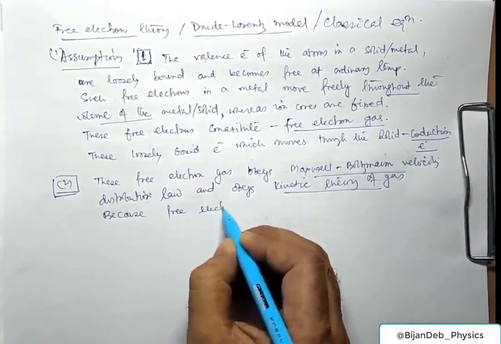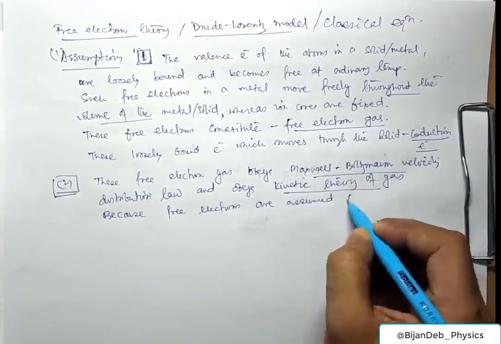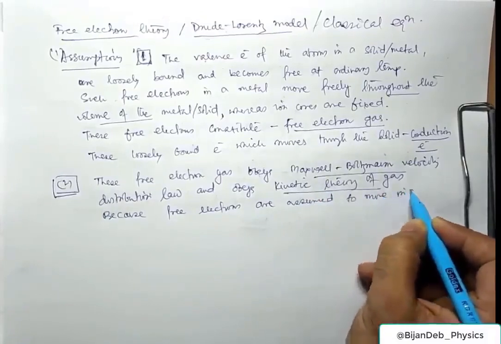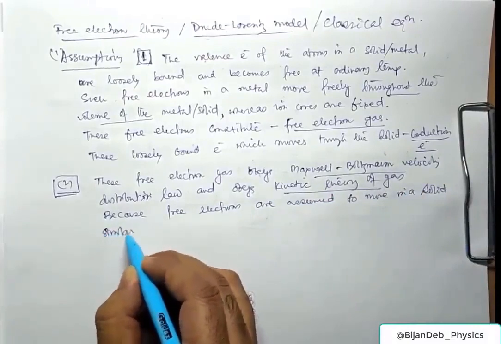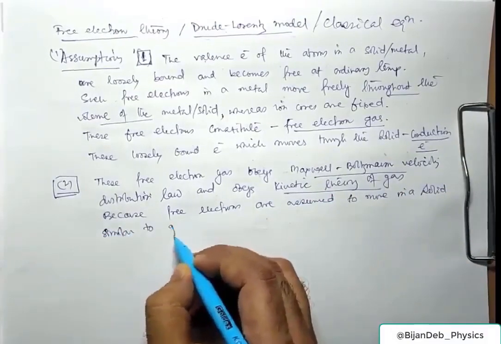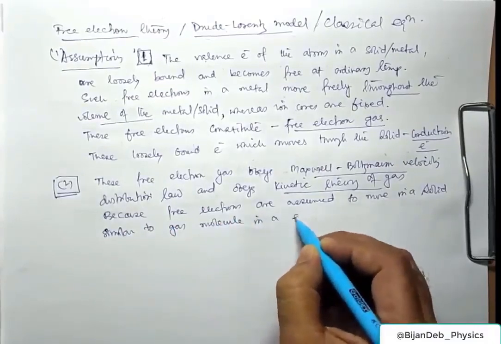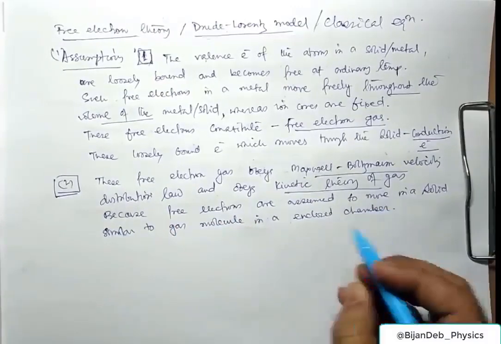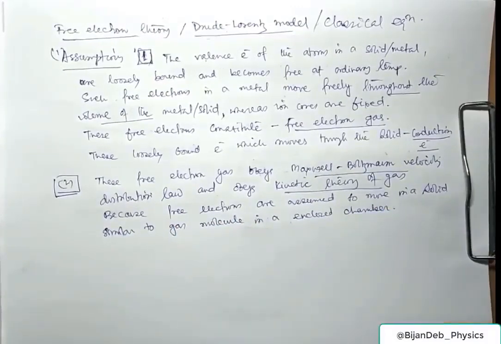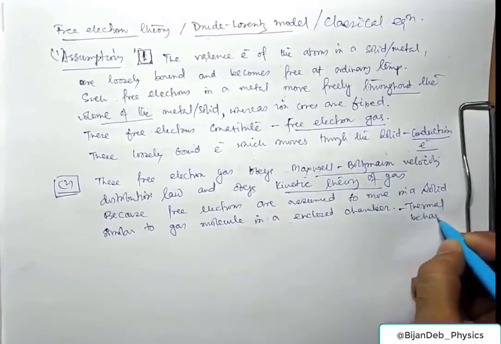Because free electrons are assumed to move in a solid similar to a gas molecule in an enclosed chamber. So it is a temperature dependent property. At a particular temperature gas molecules will have thermal energy. So this is mainly associated with the thermal behavior.